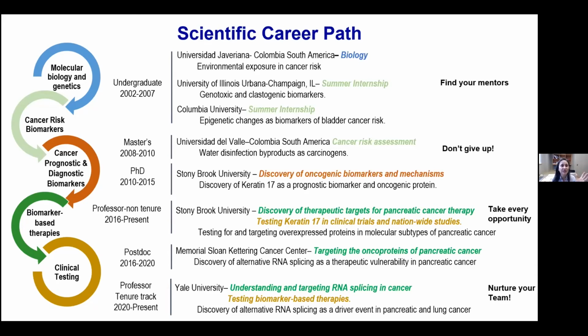And so right now I have a team of about 10 people, women and men at different stages. Some are undergraduate students, other ones are graduate students, doing their PhD or their master's, and others are at the postdoctoral training.